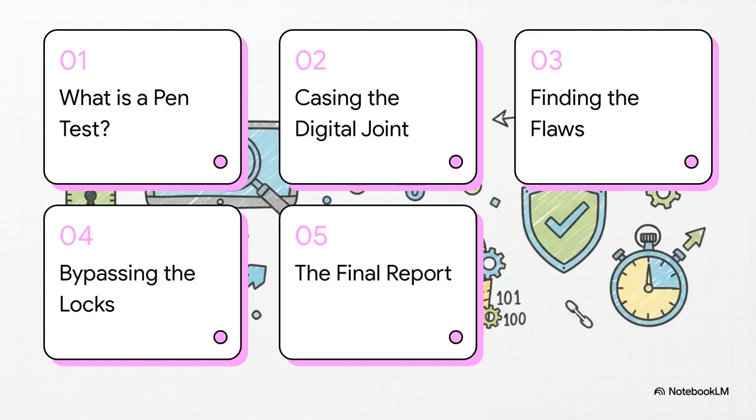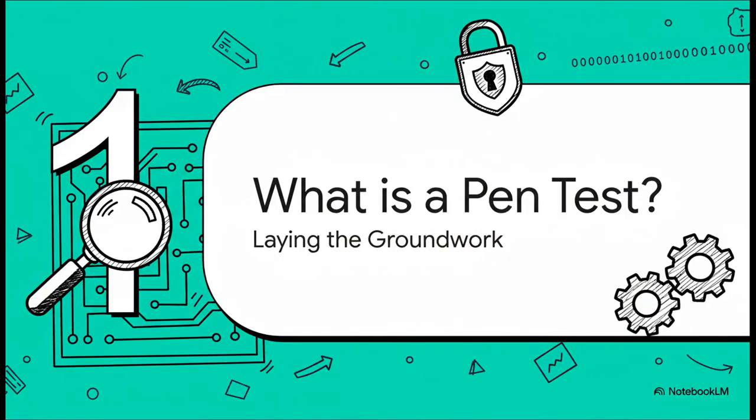All right, here's our roadmap for this whole journey. We're going to follow a professional pen tester step by step. We'll start with the basics, then we'll do some reconnaissance, case the joint. After that, we'll find the flaws, try to bypass the locks, and finally, see what the detective's all-important final report has to say.